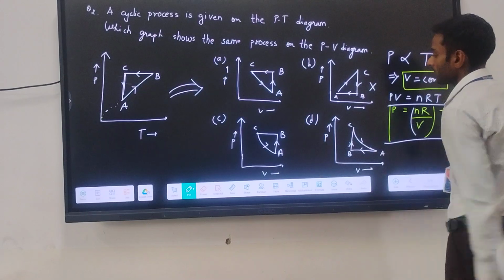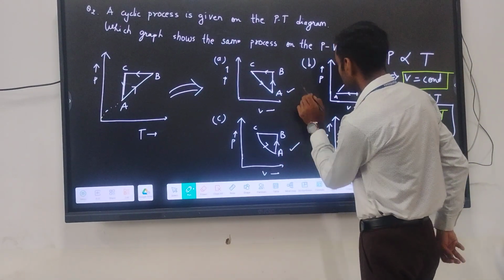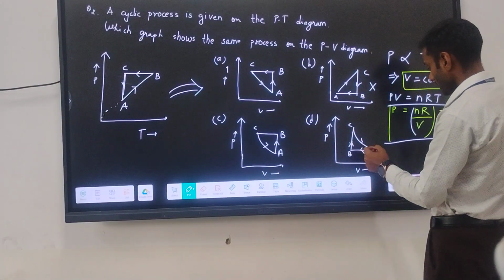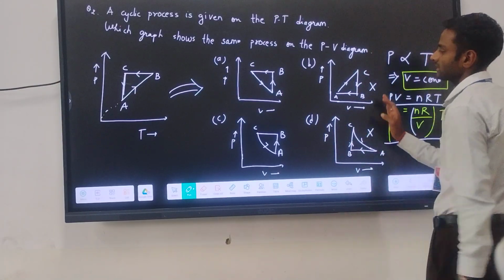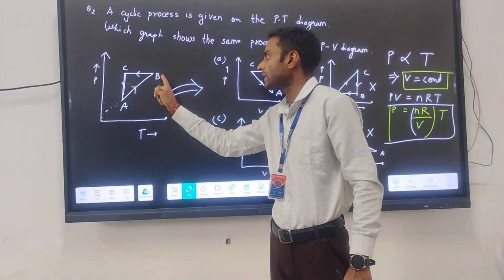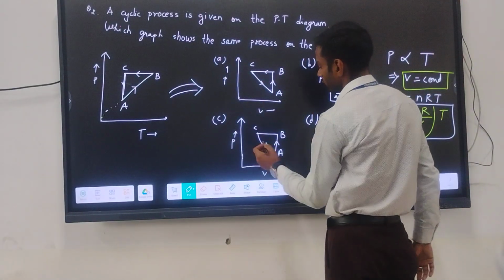So AB is a constant volume. We can reject this. Either take here or AB. So this also can be rejected. Okay. So AB is a constant volume process, whereas BC is a constant pressure process.